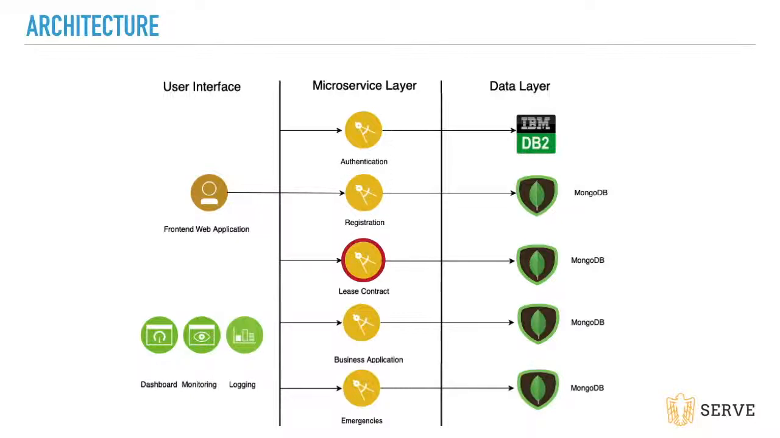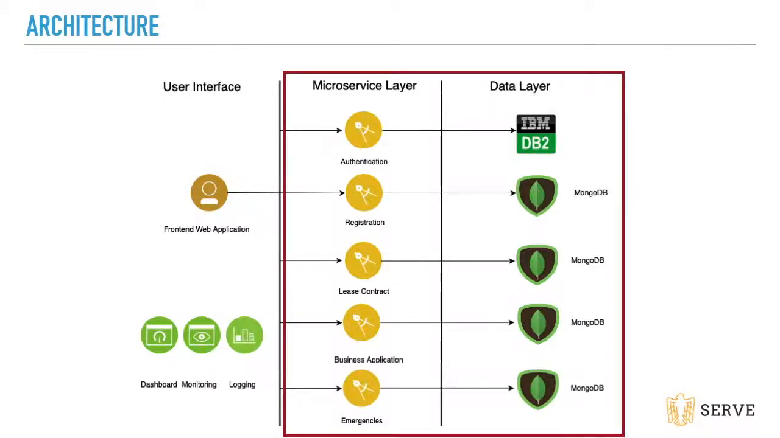Then we have Lease Contract microservice for housing and property. Next, we have Business Application. And lastly, we have Emergencies microservice, which also includes flooding. It also notifies the responsible entities in case of an emergency situation. Each microservice has its own database and works independently. The microservices and their databases are deployed on IBM Cloud Private.